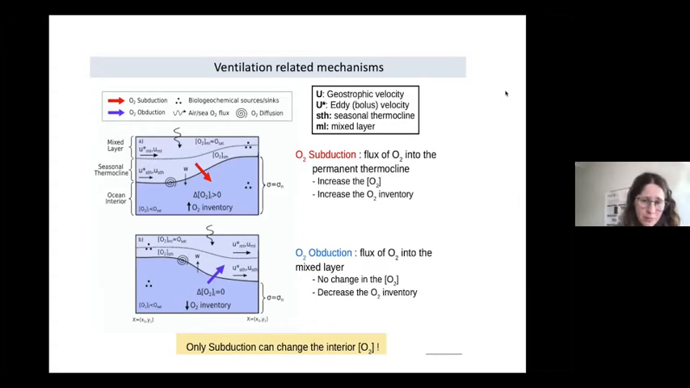The opposite phenomenon is called abduction, and this is the flux of oxygen into the mixed layer, the surface layer. These water layers have a distinct biogeochemistry and therefore also physical properties. I'm not going into the detail of that.